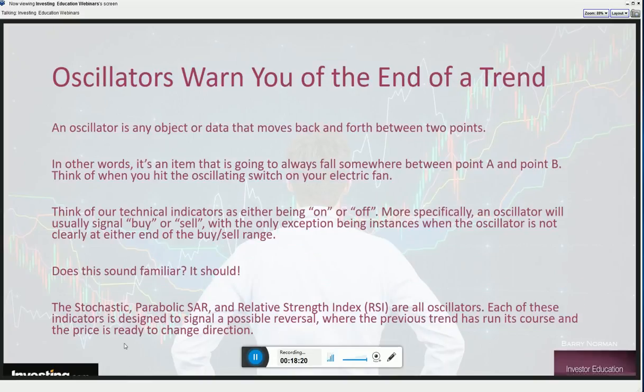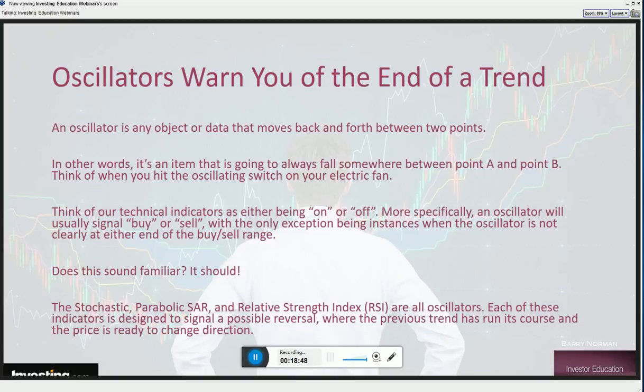Now, oscillators warn you of the end of a trend. An oscillator is an object or data that moves back and forth between 2 points. In other words, it's an item that is going to always fall somewhere between point A and point B. Okay. In most cases, it's 0 to 100, except in momentum, where it's -10 to +10, over top of the 0.